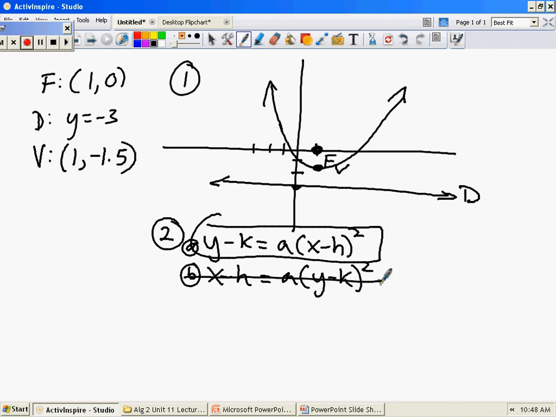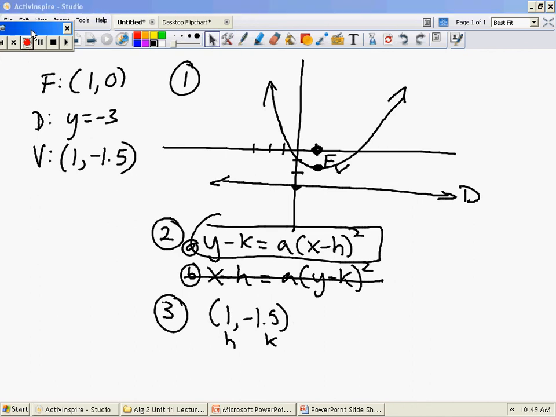All right, now we're ready for step 3. Can you guys remind me what step 3 says? Find the vertex. Now, I think we already did that. It's up here in step 1. We got 1, -1.5, so that's good. And that's our h and that's our k. So let's go ahead and move on to step 4.